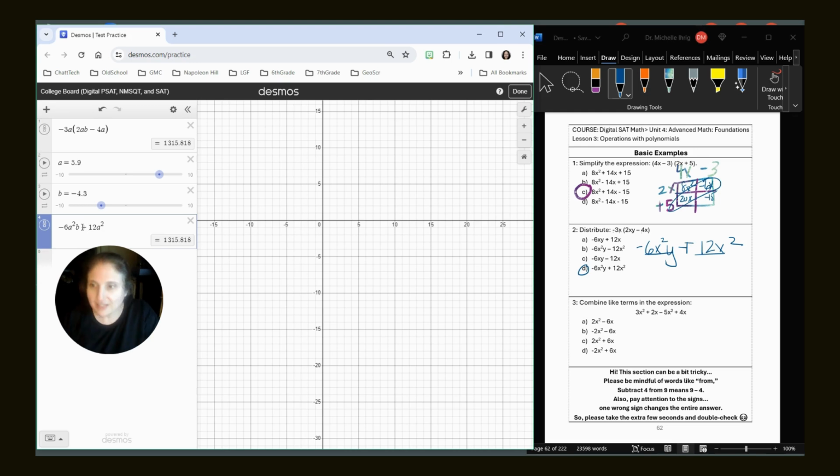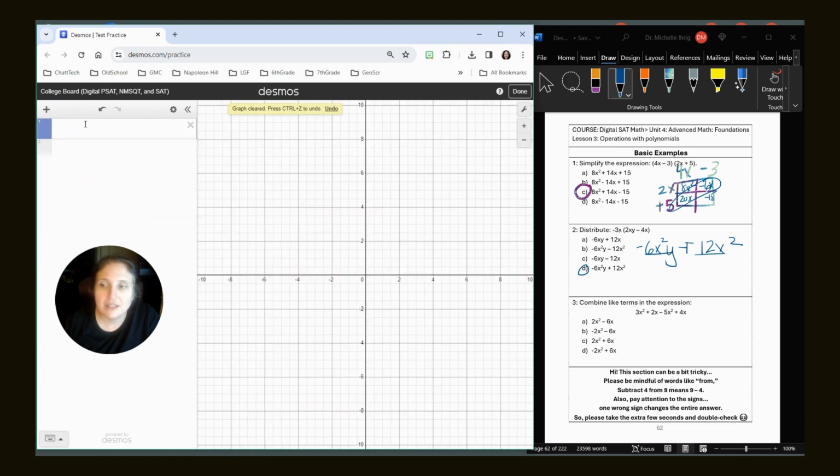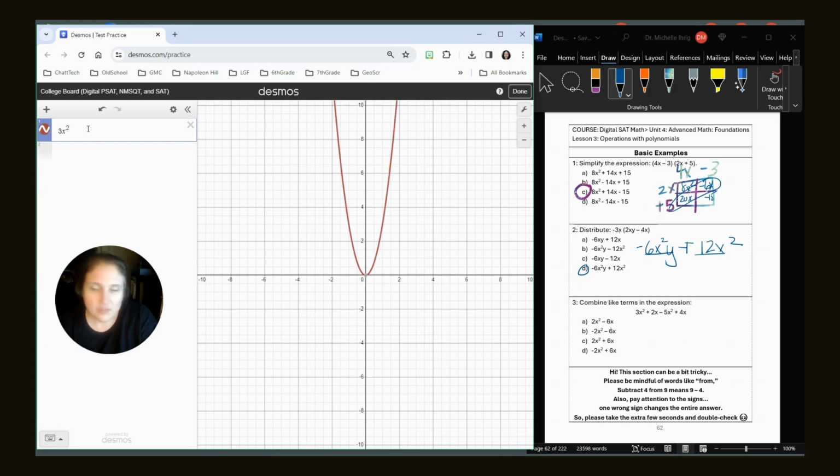All right, here's the next one. I'm going to delete everything by hitting this gear and delete all. This has got X's in it, so we don't have to use the slider because we don't have X's and Y's, but we do have to type it in correctly. 3x, Shift 6 is the square term. Use the arrow key to get out of the exponent.